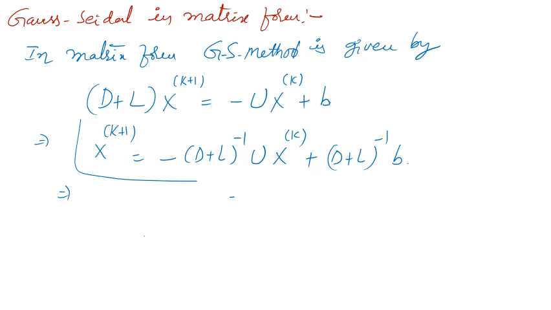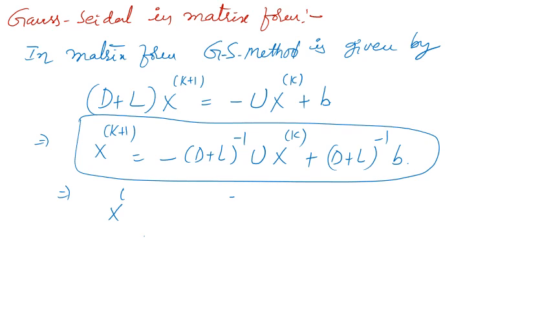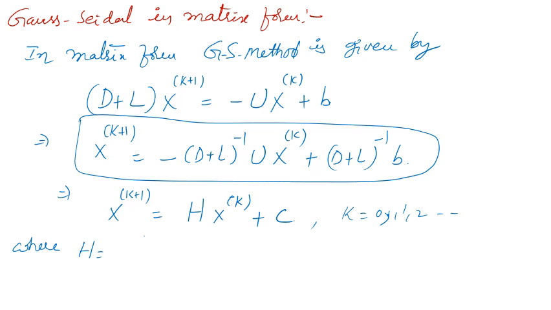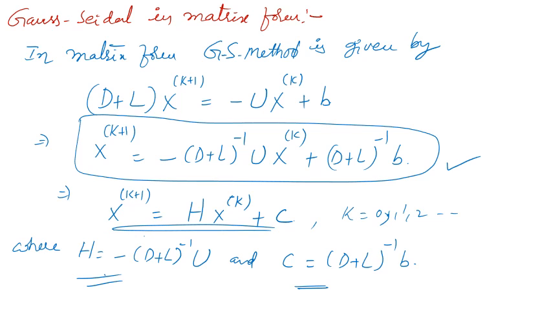This is of what form? Actually you have to remember this, or one can write like this: x^(k+1) = H x^k + c, where k is 0, 1, 2 and so on, where H is -(D + L)^(-1) U, and c, the column vector, is (D + L)^(-1) b. Remember this formula, okay? H is this value and c is this value. This is the matrix form of Gauss-Seidel method.